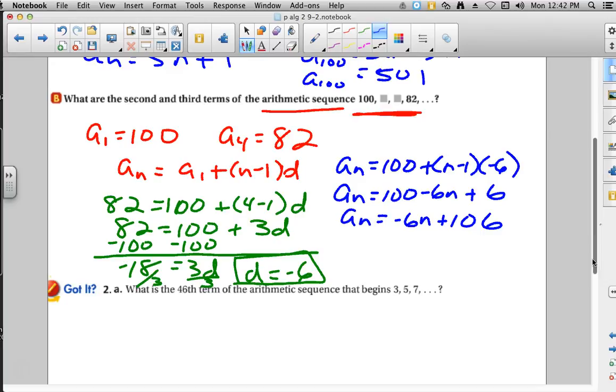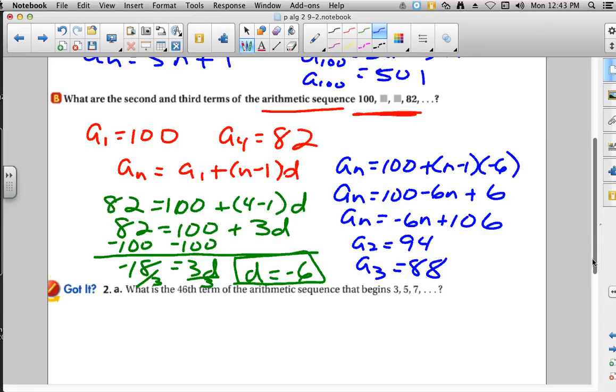But let me explain something here. There's actually 2 ways to do this one. We just found that D is negative 6. That means they're adding negative 6 each time. So we could actually go up here and kind of cheat and say 100 plus a negative 6, that'd be 94. So the second one is 94. And if it's 94 and we're supposed to add a negative 6, well, 94 plus negative 6 would be 88. So the third term would be 88. And we can double check it by saying, okay, 88 plus a negative 6, that'd be 82. Oh, look, 82.